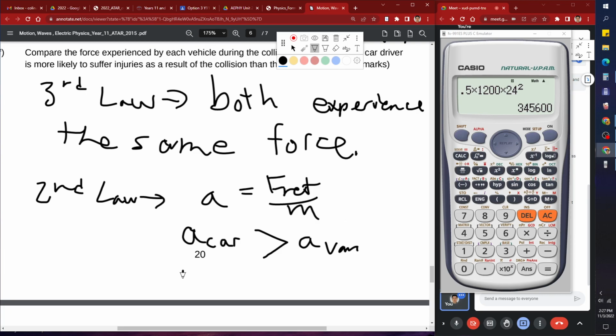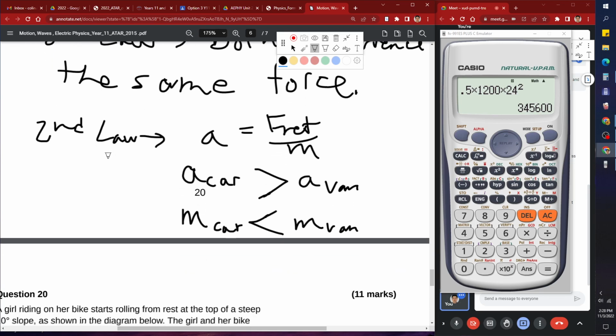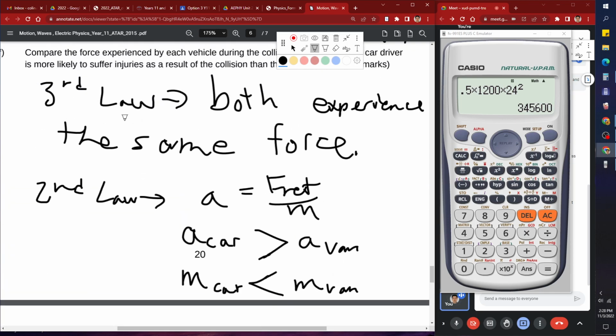Let's compare the mass. The mass of the car is smaller than the mass of the van. And remember, they have an inverse relationship. So if the mass of the car is smaller than the van, then the acceleration the car experiences is greater than the van for the same amount of force that we established up here, okay? So that means the deceleration of the car driver is more than the acceleration of the van, so they get to the same velocity. Yes, sir. Nobody said it was easy.